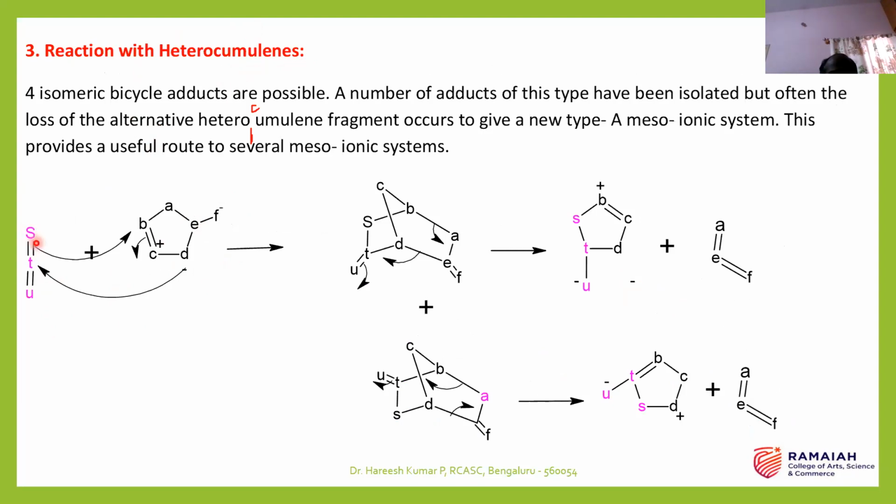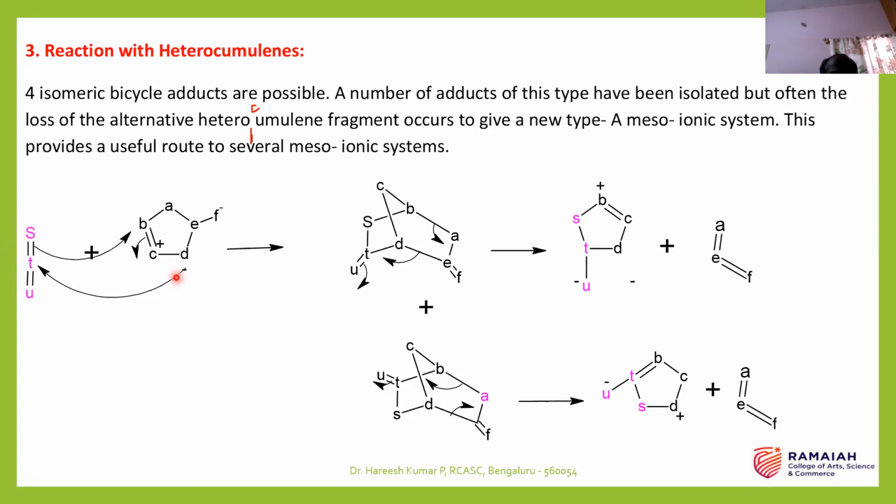Suppose S, T, U. Okay, they need not be sulfur. They are heteroatoms. T may be a heteroatom, U may be a heteroatom. When a heterocumulene is treated with the meso-ionic compound, what will happen? As usual, you know that there are two double bonds here. But this 1,3 dipolar addition adds to only one double bond. The other will act as a substituent.